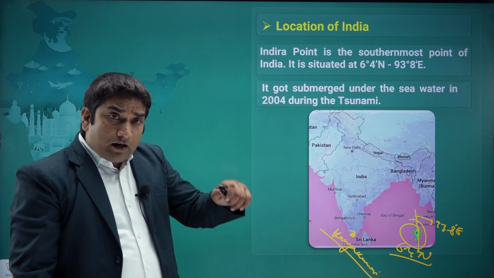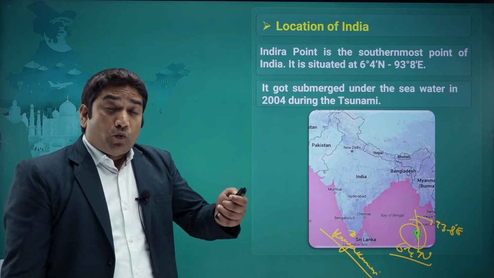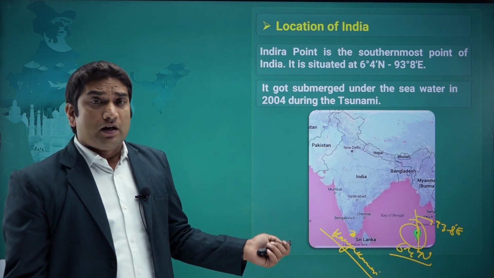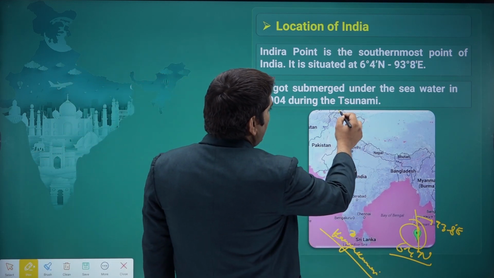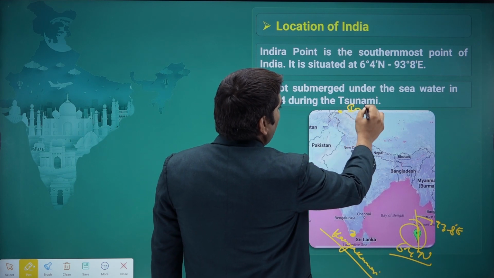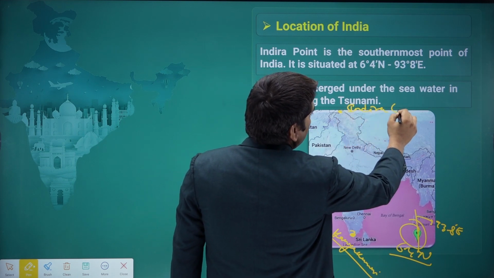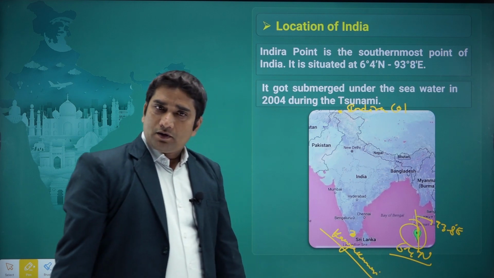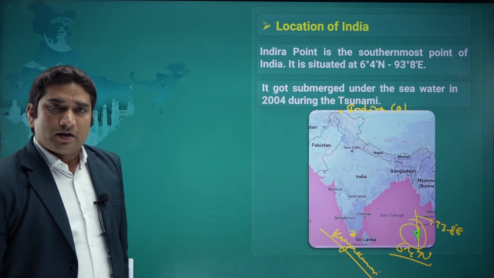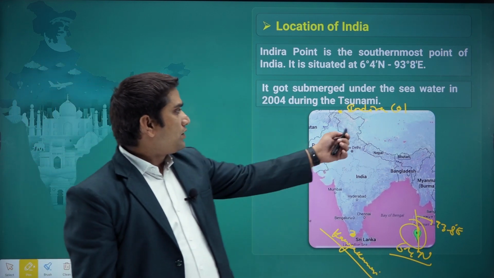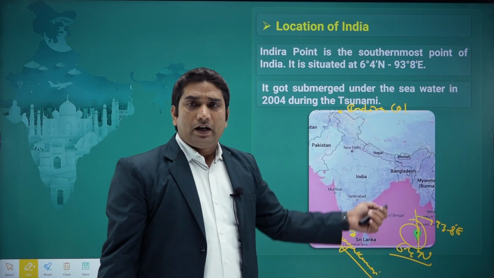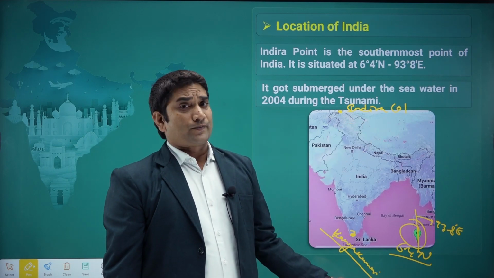Now which is the northernmost point of India? The northernmost point of India is here, Indira Col. It lies above Jammu and Kashmir. So Indira Col is the northernmost point of India, and Indira Point was the southernmost point of India.